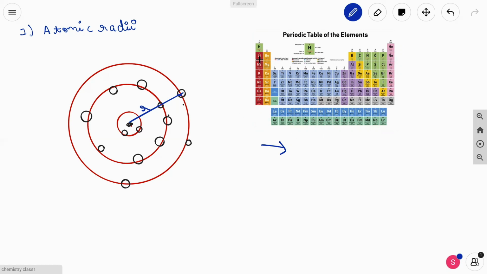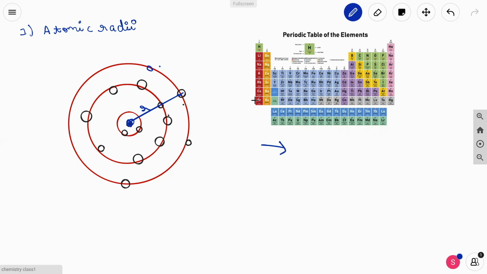we know that the number of valence shells remains the same, so this distance remains the same, but the nucleus gets more protons. Lithium has 3 protons, beryllium has 4, boron has 5, carbon has 6. You can argue that there is some electronic repulsion because of the new electron which comes, but the nuclear charge increment overcomes it, and the size of the atom reduces.